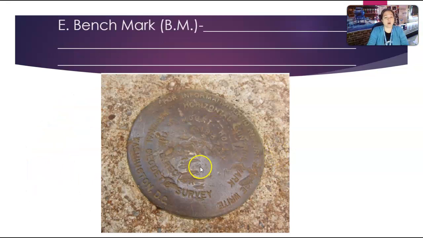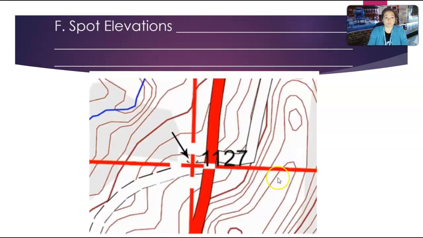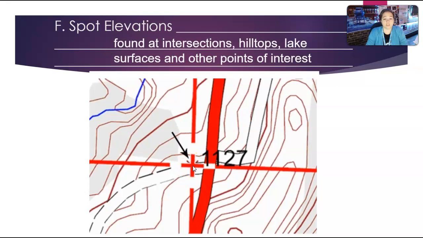And then every so often, drilled into bedrock, you'll see something like this. This is called a benchmark. They're little plates that state the exact elevation at that point in your immediate vicinity, and it's above sea level. Spot elevations, that would be where you're looking at right there. These are found at intersections like hilltops, lakes, surfaces, and other points of interest.